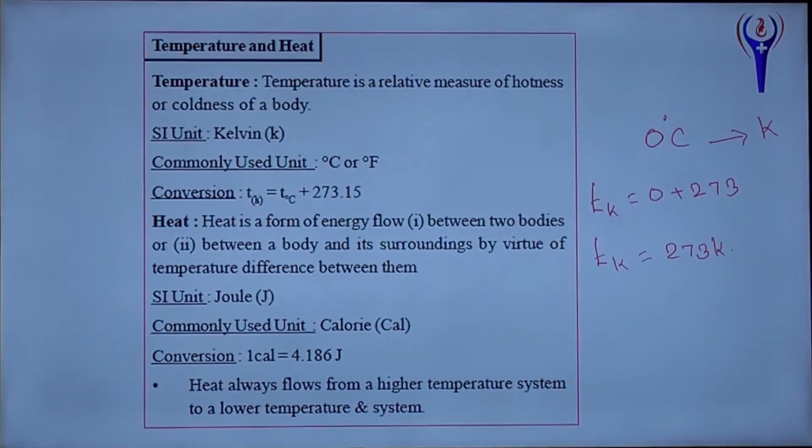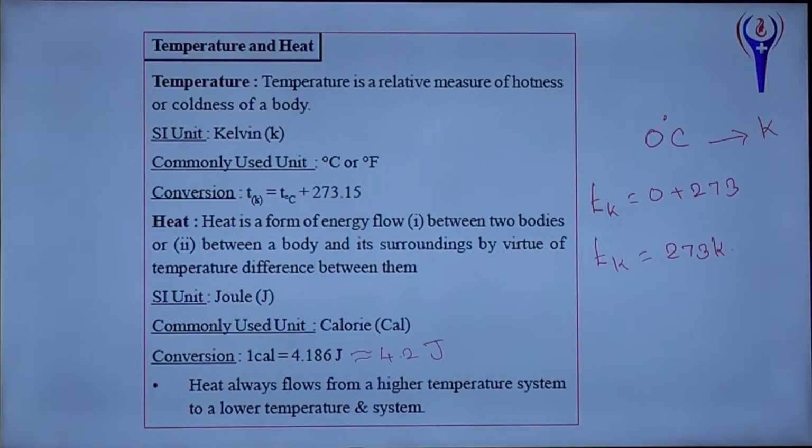Heat. What is heat? Heat is a form of energy flow between two bodies or between a body and its surrounding by virtue of temperature difference. If there is a temperature difference, then only heat will flow. The SI unit of heat is joule. A commonly used unit is calorie. 1 calorie equal to 4.186 or approximately 4.2 joules.